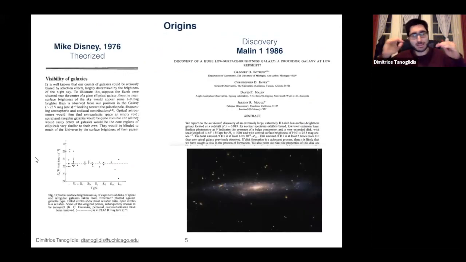This type of galaxy was first theorized in 1976, that there are many galaxies that are below the dark sky threshold. And they were first discovered in 1986 by an astronomer called Malin. You can see this first LSBG that was discovered. It's called Malin 1, and I think it's the largest spiral galaxy known today. It's like 3 times as large as the Milky Way galaxy.